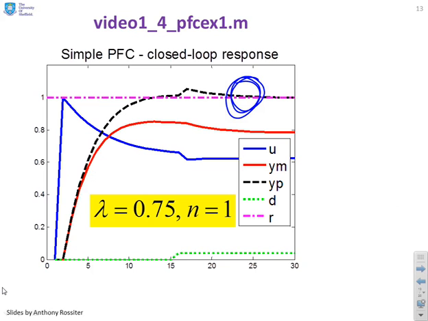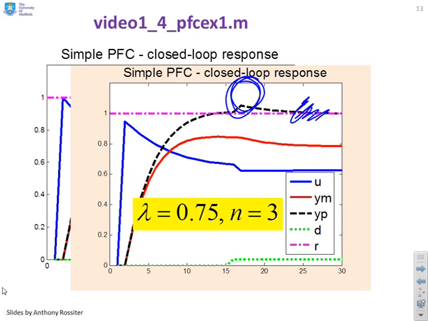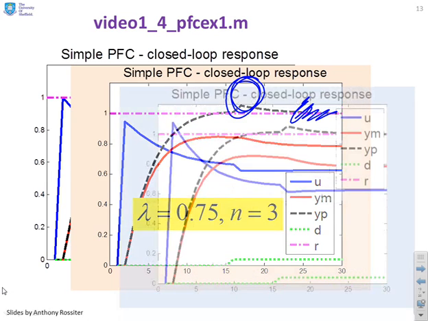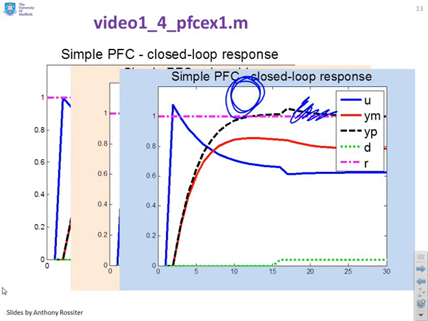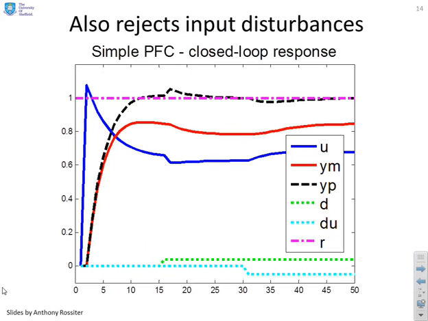It's indirect proof, but it's giving me offset-free tracking. What happens if I change the parameters? Lambda's 0.75, n equals 3. I've still got offset-free tracking. Again, I'll change the parameters. So what parameters have we got now? Lambda's 0.7, n equals 3. And again, you can see I've got offset-free tracking. So there must be an integrator in this control law.